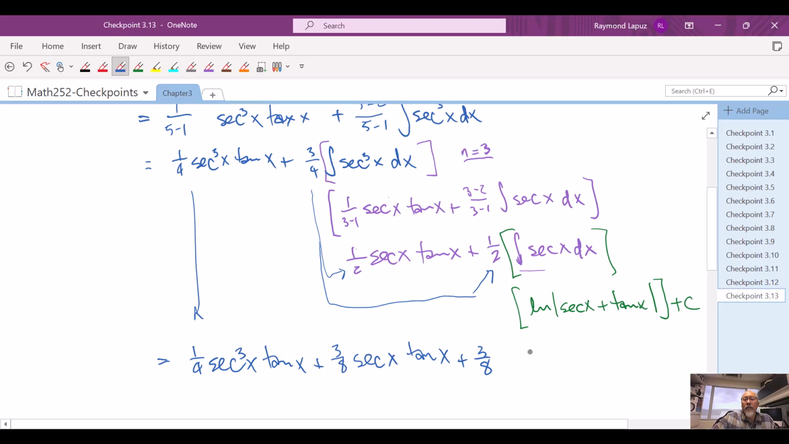And then we have the last term here, ln of the secant of x plus tan x, and then plus c. All right, that's it.